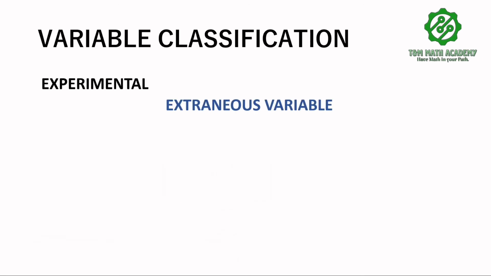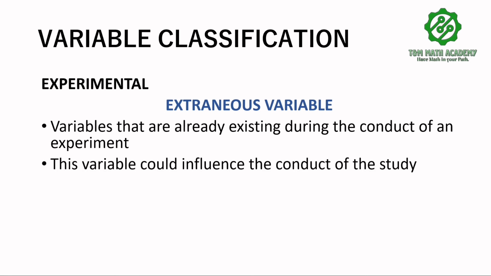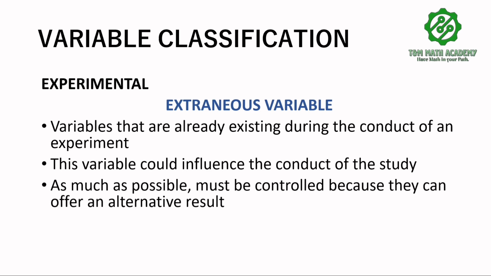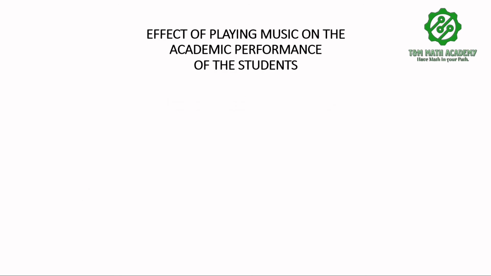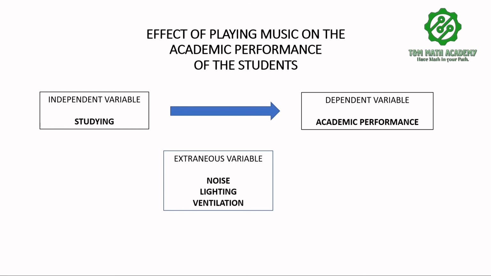Okay, so let's have another variable classification under experimental, what we call extraneous variable. These are variables that are already existing during the conduct of an experiment. This variable could influence the conduct of the study. As much as possible, this must be controlled because they can offer an alternative result. Here is the best example for extraneous variable. Same title, effect of music on the academic performance of the students. Then we have the two variables, the independent and the dependent. So for our extraneous variable, ang example natin dito ay noise, lighting, or ventilation.